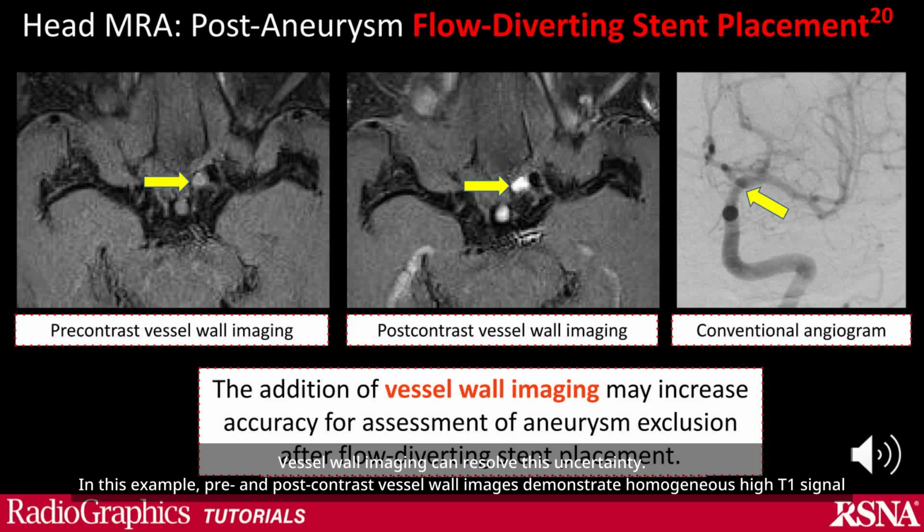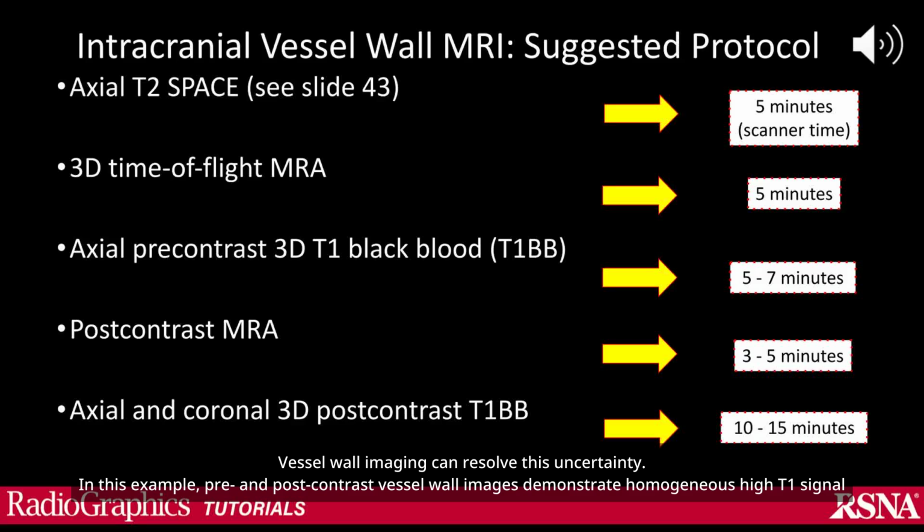In this example, pre- and post-contrast vessel wall images demonstrate homogeneous high T1 signal intensity within the aneurysm sac, consistent with organized thrombus rather than residual flow. The 6-month angiogram confirms complete aneurysm exclusion. Thus, adding vessel wall imaging to the protocol can significantly improve diagnostic confidence in assessing aneurysm status following stent treatment.